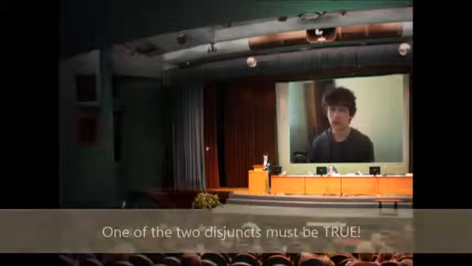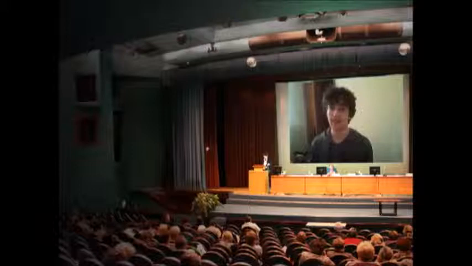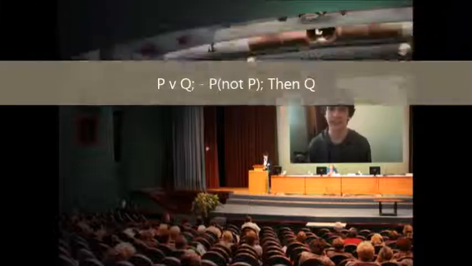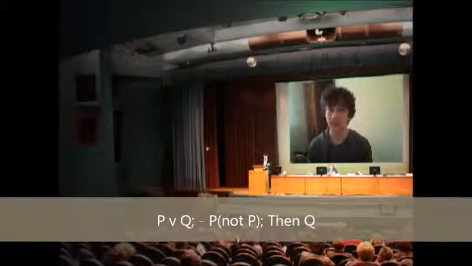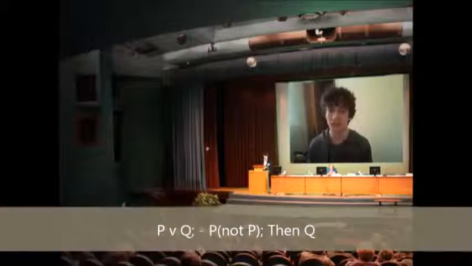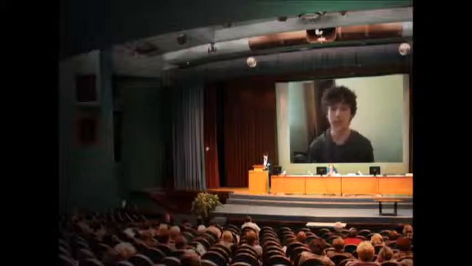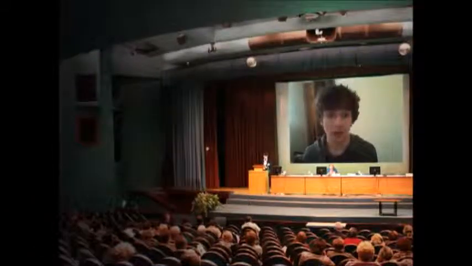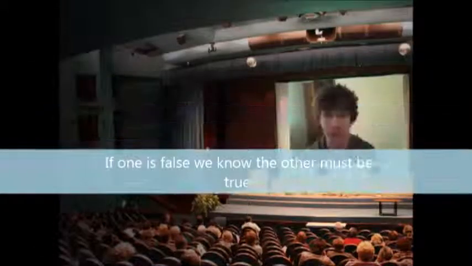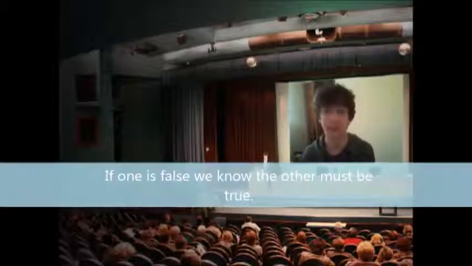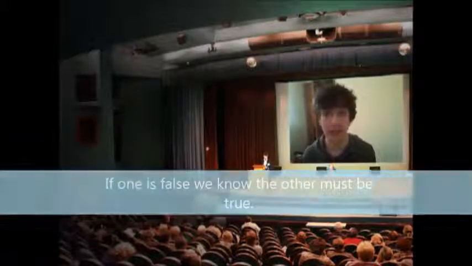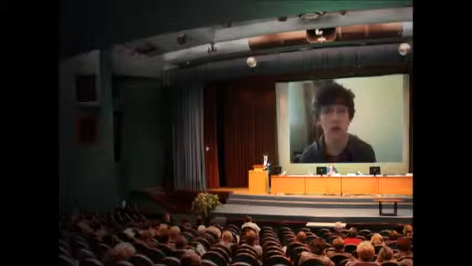The way the rule of disjunctive syllogism works is, if you have a disjunction and you have the negation of one of its disjuncts, then you can derive the other disjunct as true. So if you have P or Q and you do not have P, you can assume that you have Q. Let me just get a recap. If one is false, we know for sure the other must be true. So if it's P or Q and we do not have P, we can assume that we have Q.